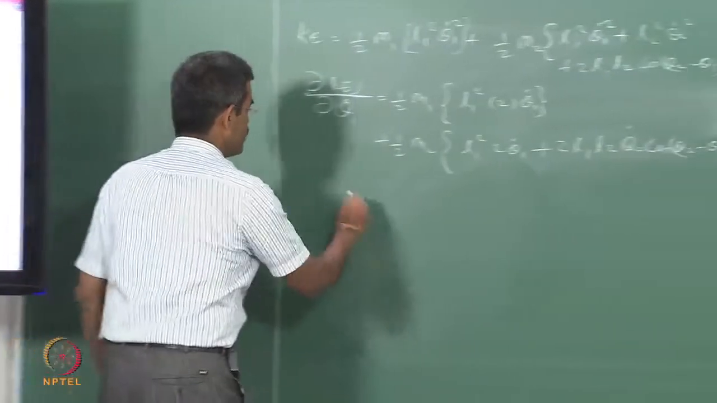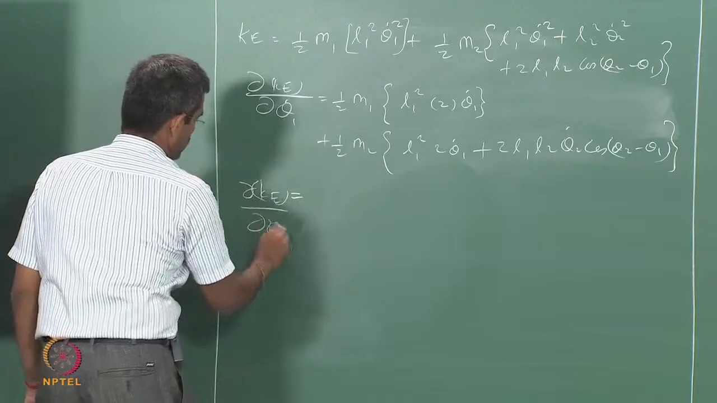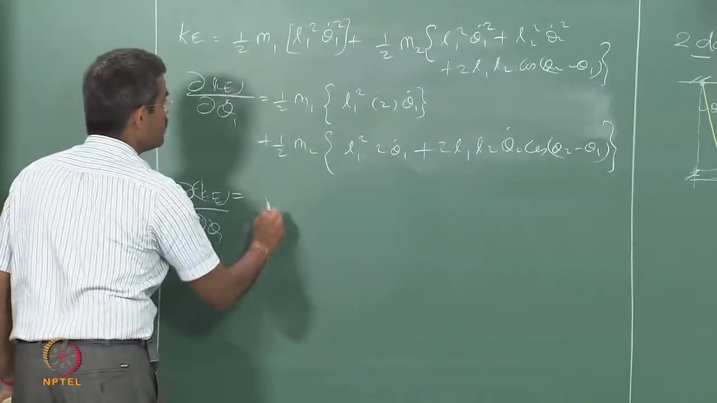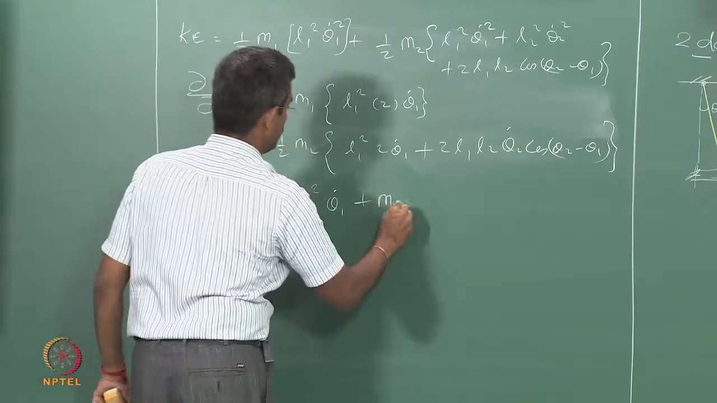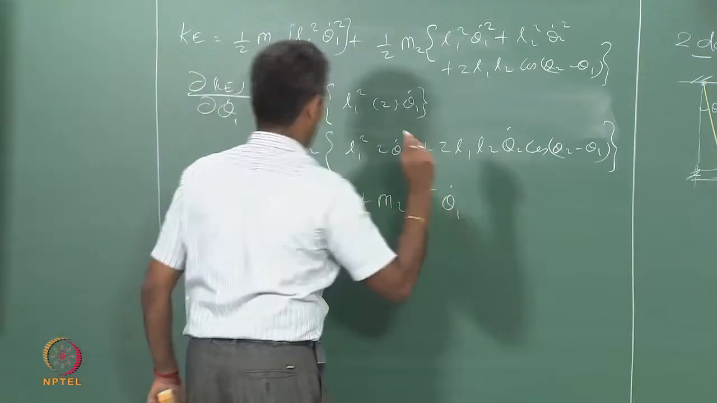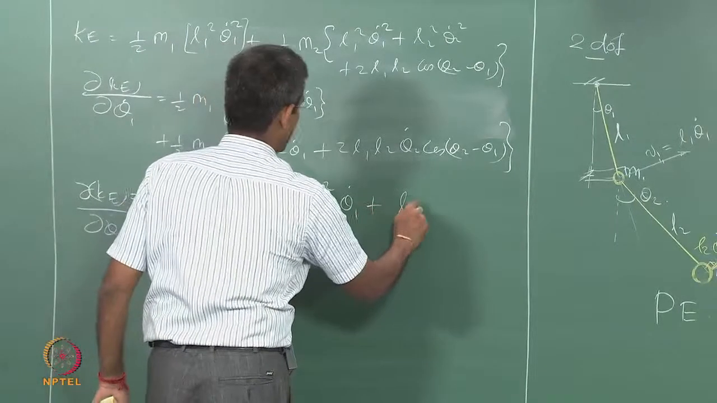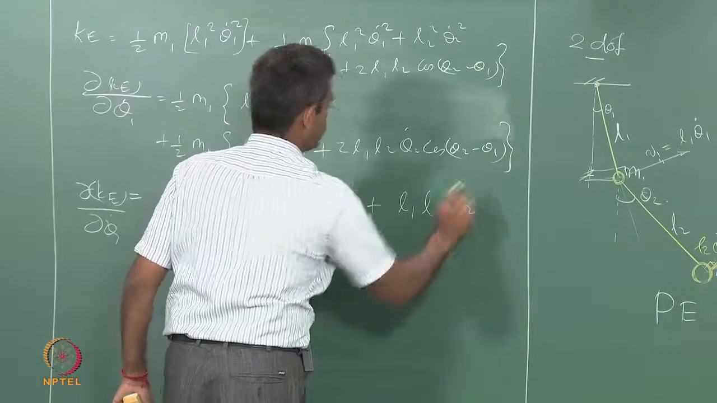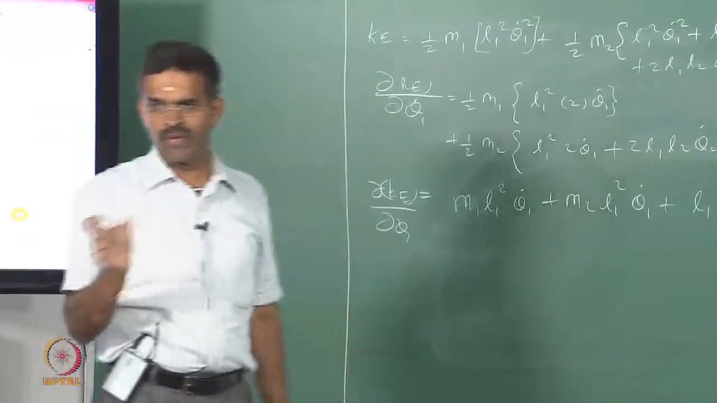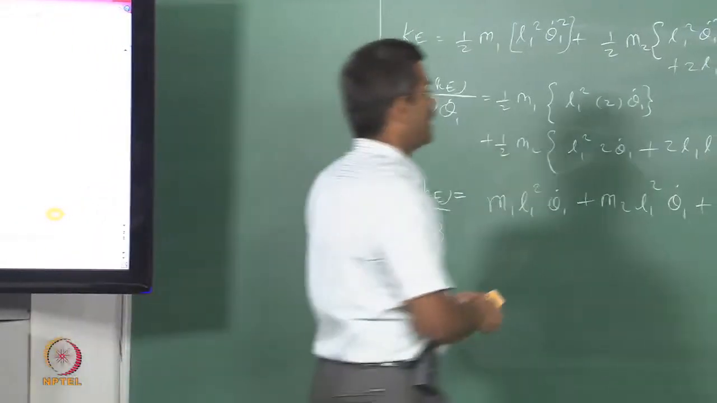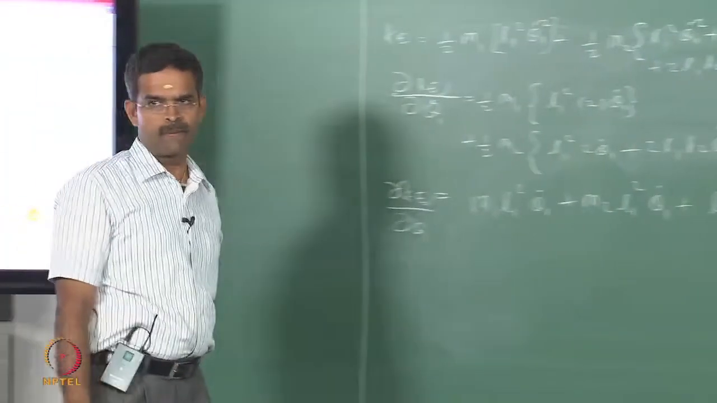So, simplify and give me what is the partial derivative of kinetic energy with respect to theta 1 dot. So, m1 L1 square theta 1 dot plus m2 L1 square theta 1 dot plus m2 L1 L2 theta 2 dot. I can set this cosine to 1 because theta 2 minus theta 1 will be very small, and practically that cosine will be equal to 1.